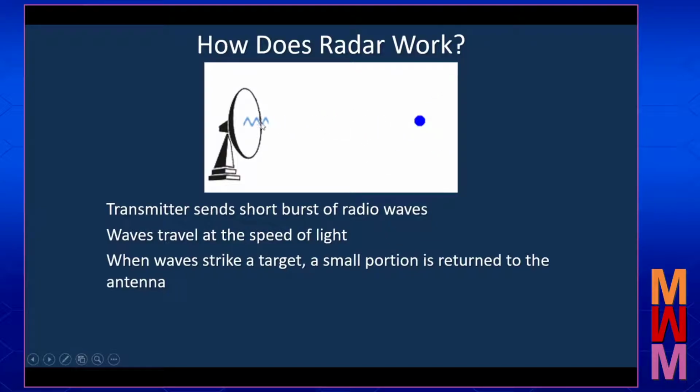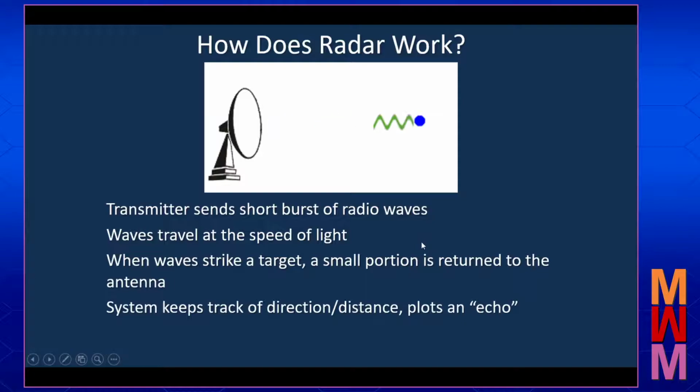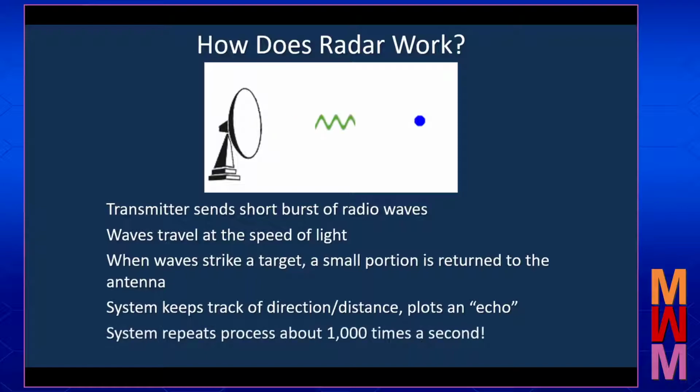That's called an echo. So the radar system keeps track of the direction that the antenna was pointed. It keeps track of how long it took those radio waves to make the round trip from the antenna to the target and back to the antenna, so it can calculate how far away that target was. And then it uses that information to plot an echo. And those individual echoes are what make up the radar imagery that we see.